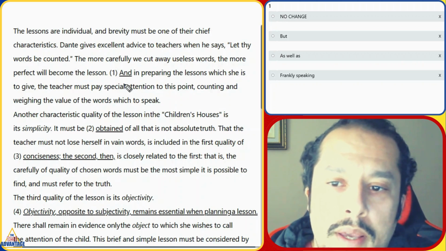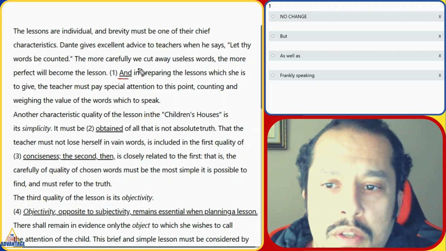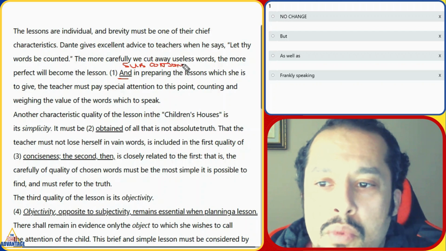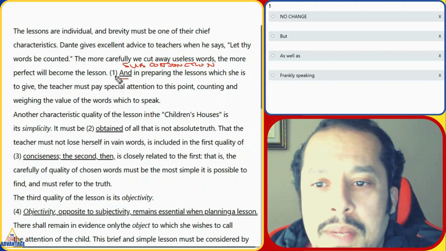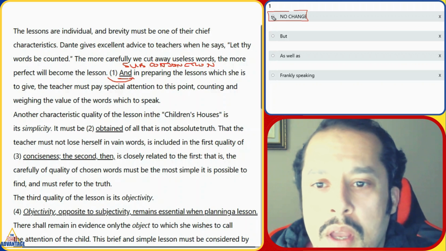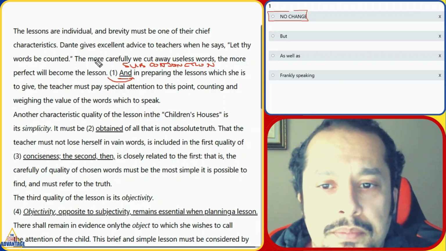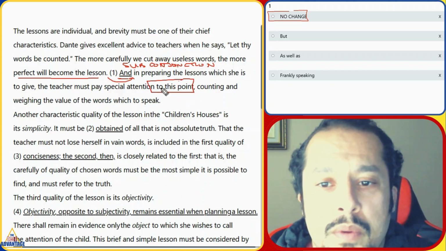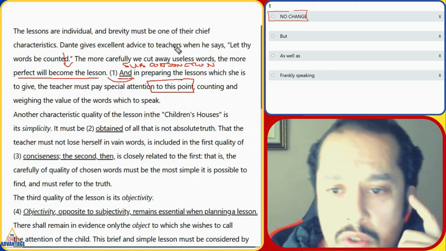Okay, so "and" here is used as a conjunction. It's used as a subordinating conjunction. So you want to see, well, هل احنا بنكمل الفكرة ولا لا؟ واحنا بنكمل الفكرة. If you look at the previous information, the more carefully we cut away useless words, the more perfect will become the lesson. And in preparing the lessons which she is to give, the teacher must pay special attention to this point, right? And this is the point, cutting away useless words.